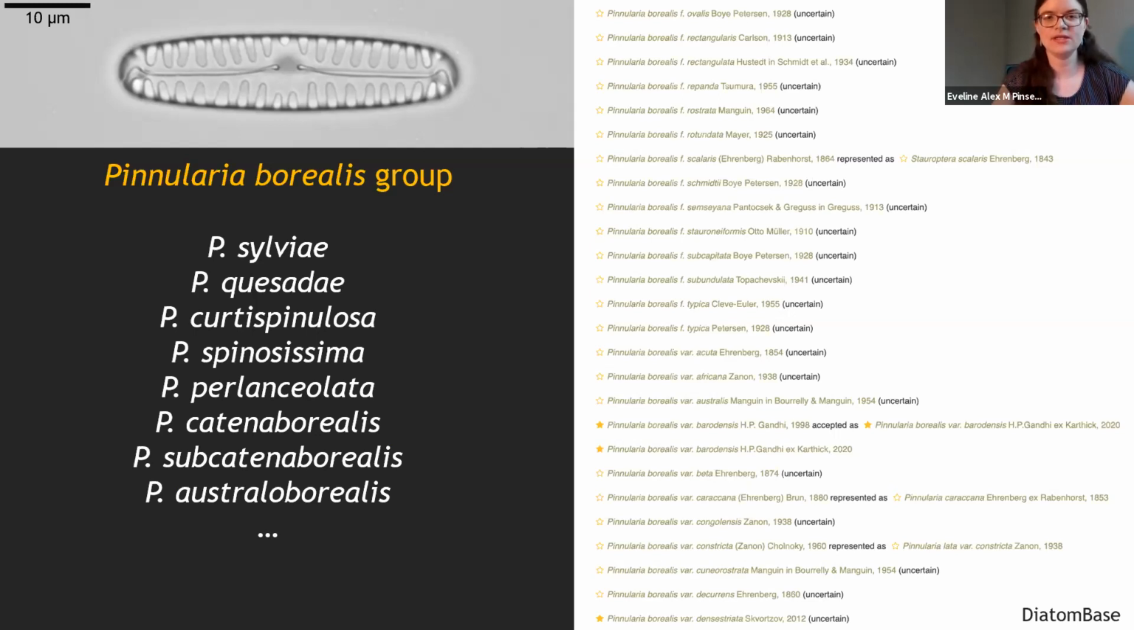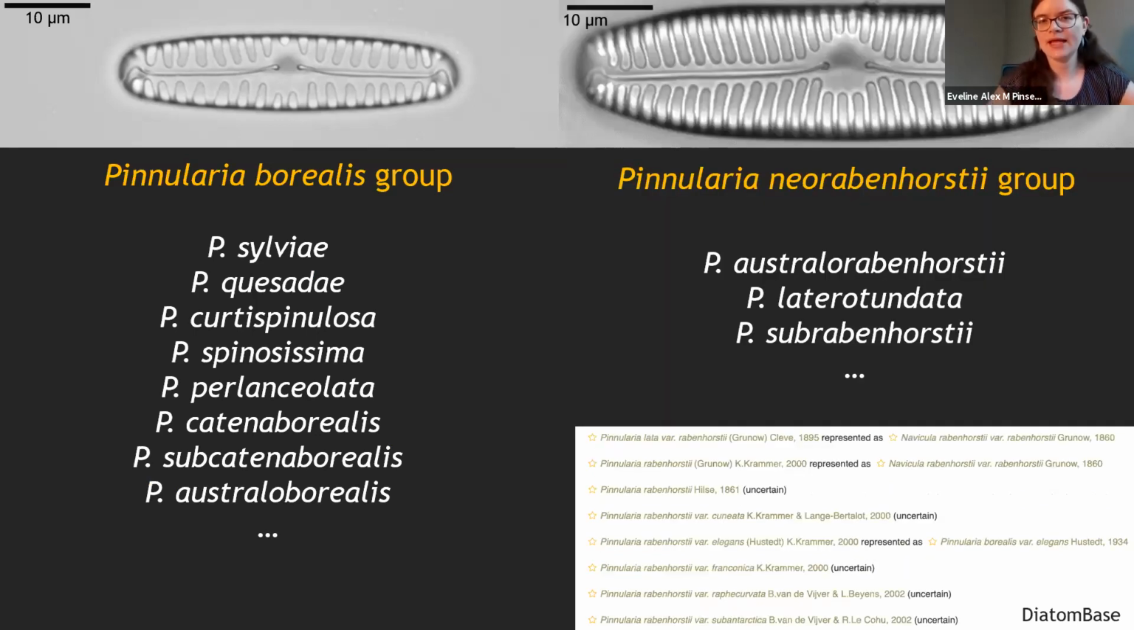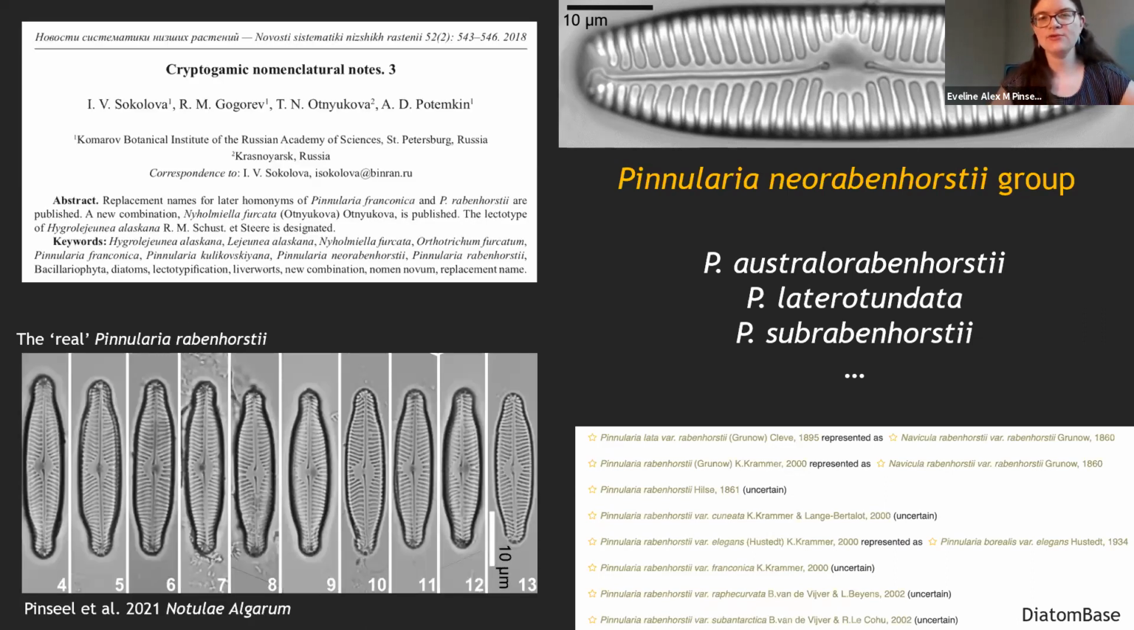We're not talking about one species. And to make things more complicated, Pinnularia borealis also has a larger sister, Pinnularia neorabenhorsti, which shows the same pattern. Again, we have a lot of varieties described in the literature, and also some taxa have been elevated to species level. And actually, I'm cheating a little bit here because the diatom on the top of my slide is actually not neorabenhorsti. This is Australorabenhorsti. And some of you might know this group as Pinnularia rabenhorsti because this name has been used for it for more than a century already.